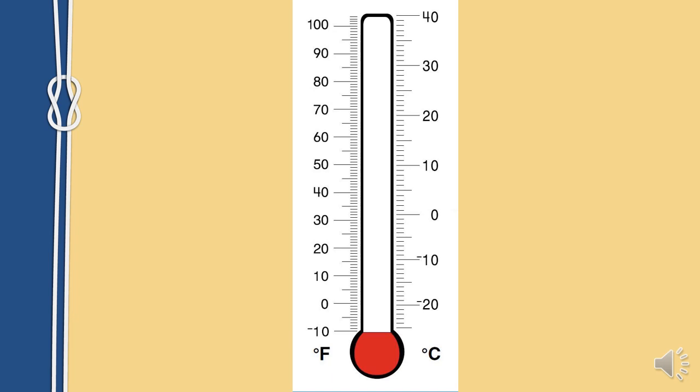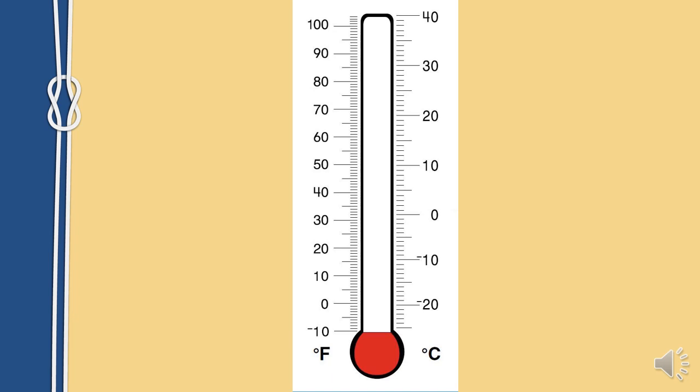All right, let's look at this particular thermometer. On the left side, you see the uppercase F at the bottom. That's degrees Fahrenheit. We talked about degrees Fahrenheit earlier this year. Now we're going to focus on the right side of this thermometer where you see the degrees Celsius. Degrees Celsius is the unit that I'll use in the metric system to measure temperature.